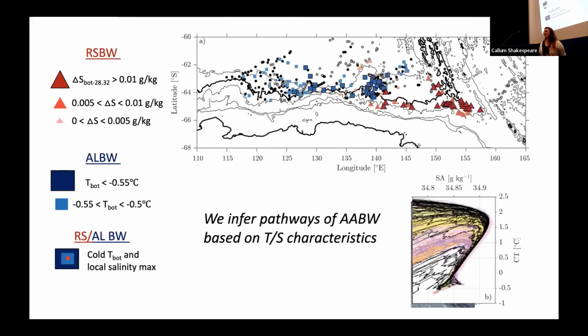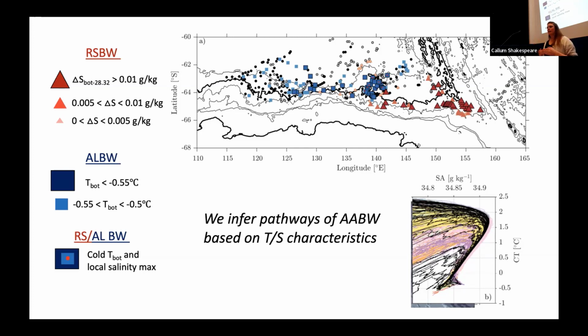And so lastly, we use the shape of the TS profiles to infer the pathways. So we've done this close examination near 140, near 150, to try to work out what we think is going on. And then if we take a step back and look at the southern part of the basin, south of 60 South, and look at all the profiles from that 2.5 years, we say if there's a change in salinity between the 28.3 isopycnal and the bottom greater than 0.01, we think it's strong Ross Sea bottom water.